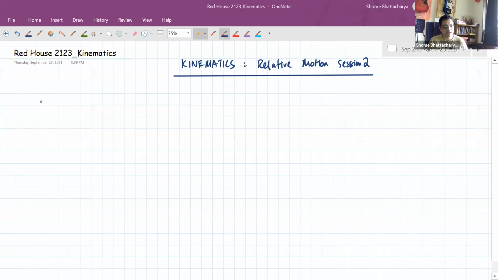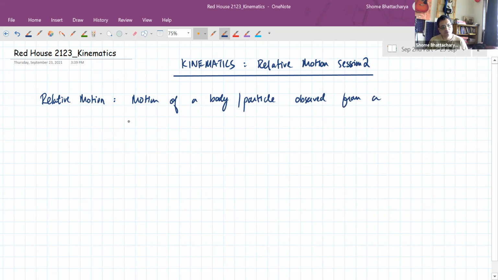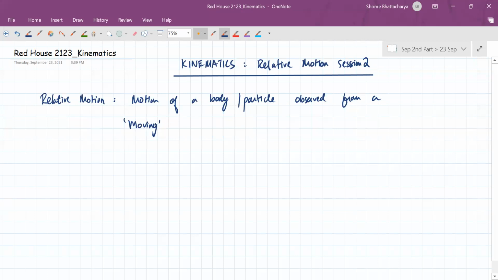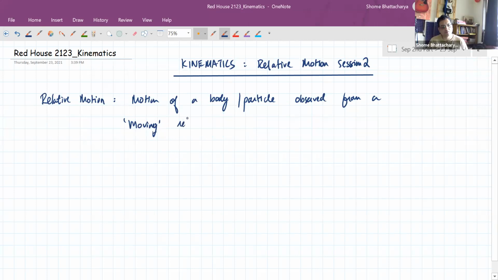The basic definitions that we had seen last time. Okay, so relative motion is the process by which we write the motion of a body or a particle from a moving reference frame. Instead of the reference frame being stationary, it is from a moving reference frame. So that situation is called the equations of relative motion or the description of the relative motion.